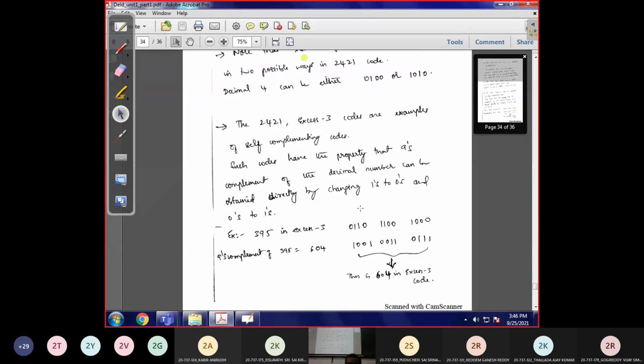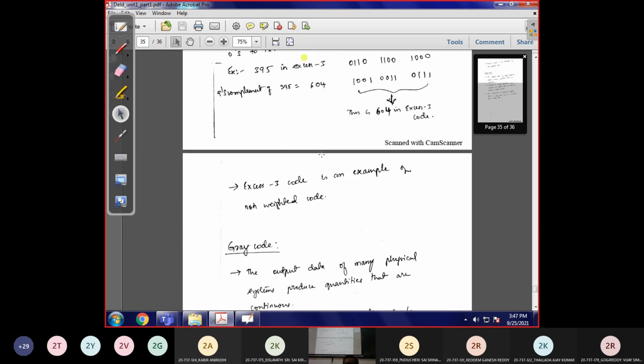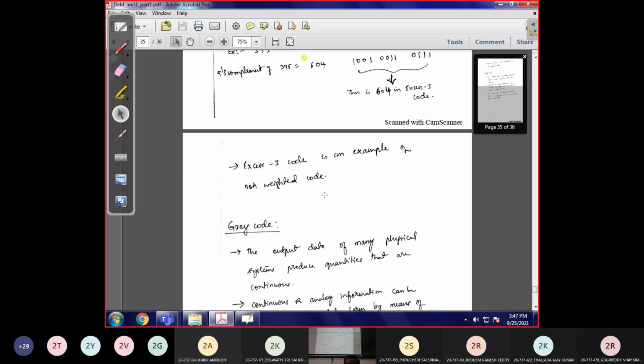Am I clear till this point? I have an example here. 395 can be represented in XS3 as 0110 followed by 1100 followed by 1000. If you take the 1's complement of this, you get this value here, which is nothing but 604. So 604 is the 9's complement of 395. That is the specialty of these two codes, which are self-complementing codes. Please understand this term. XS3 code is also an example of a non-weighted code.